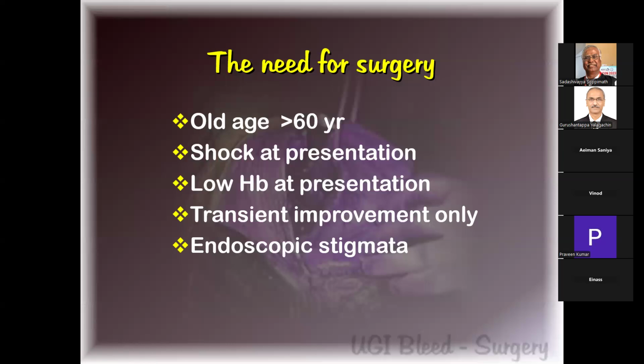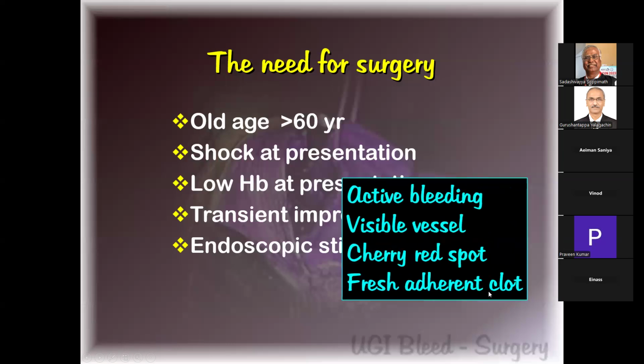Active bleeding, and a cherry red spot. Okay, these are the 4 common endoscopic stigmata of rebleed. It's not that you should not use endoscopic intervention and go straight for surgery. You can use it, but have a very low threshold for surgery in these patients. I've just mentioned the whole lot. That is the stigmata of rebleed.